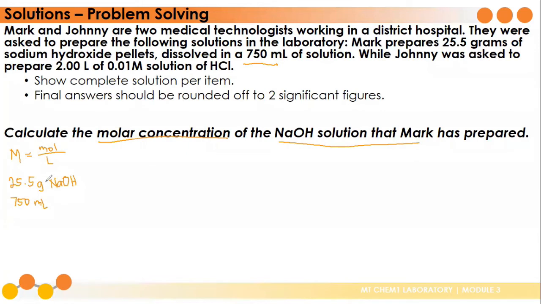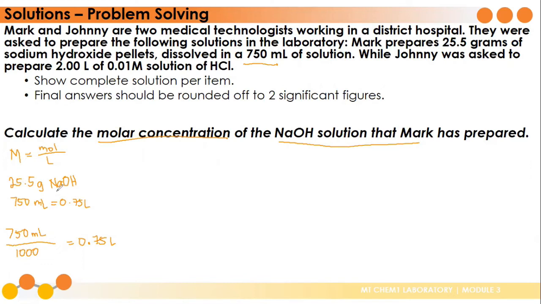As you can see, none of our given follows the unit of measurement that should be used in our formula. So we are to convert all of these quantities first. Let's start with our liters first. So you have here 750 ml. You have to convert it to liters by simply dividing it by 1,000, because 1 liter is equal to 1,000 ml. And this is 0.75 liters. Okay, so we have now 0.75 liters.